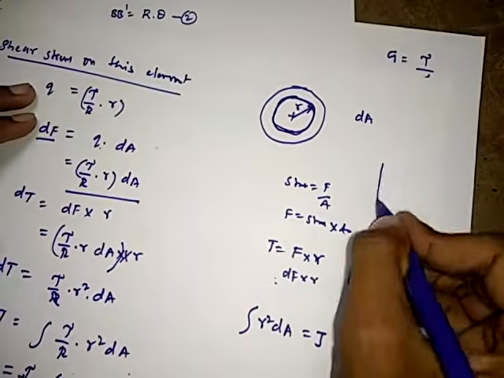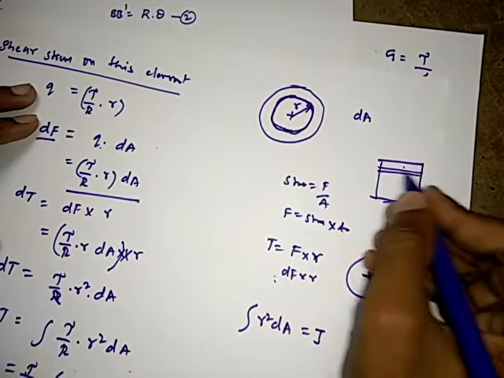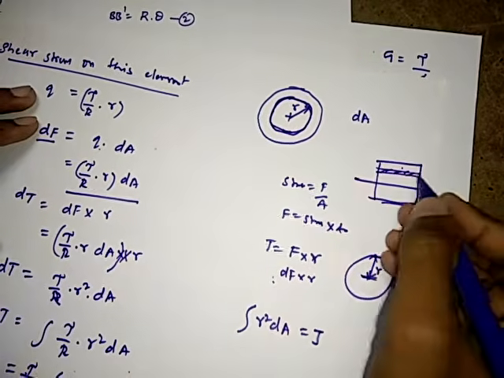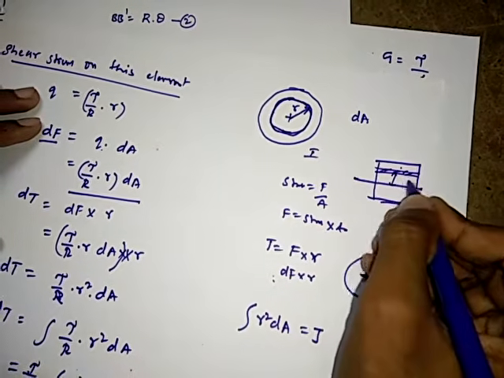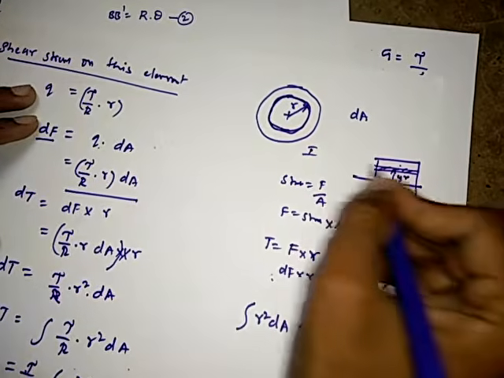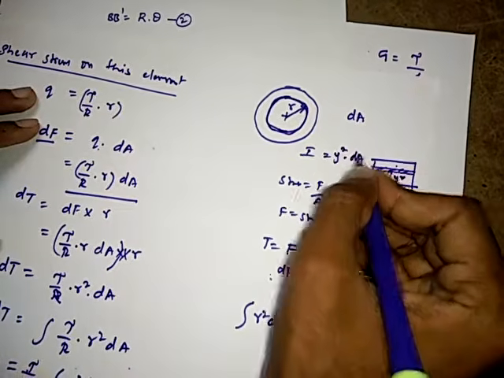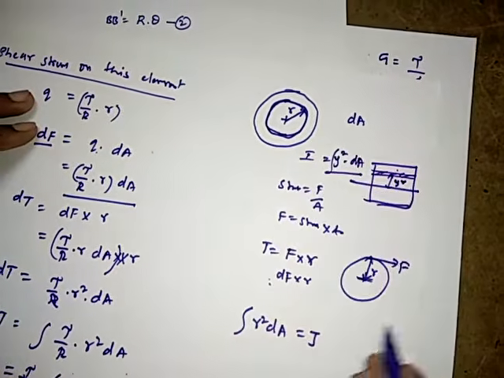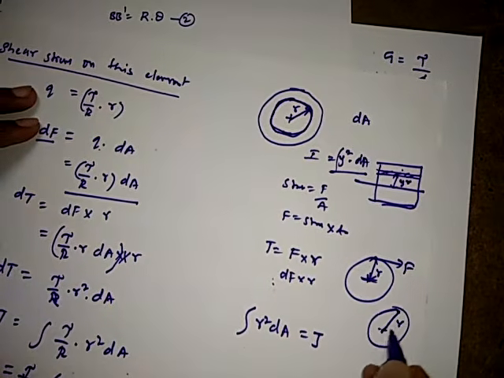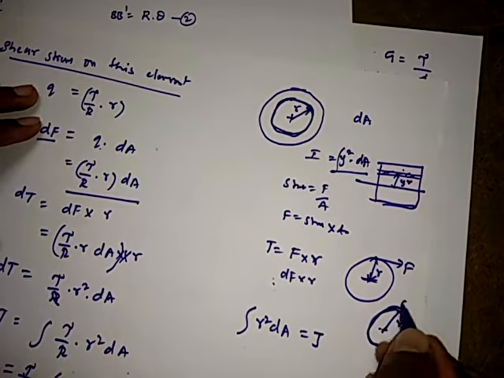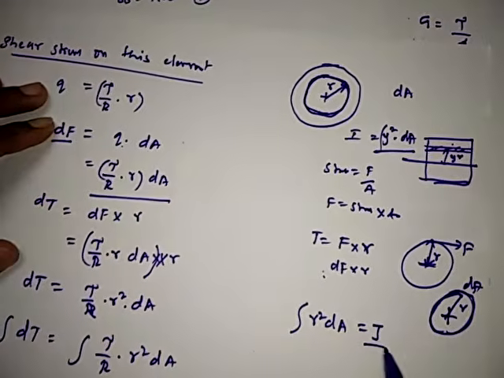Suppose I take a simple rectangular element like this, and take an elemental area. From the basic definition of moment of inertia, I is the distance square multiplied by the area. The distance is y, so it is y square into dA. Integration of y square into dA will give the moment of inertia. In the same way for the shaft, this is at the radius of r, and this is the elemental area dA. So the integration of r square dA is nothing but the moment of inertia about the polar axis, J.